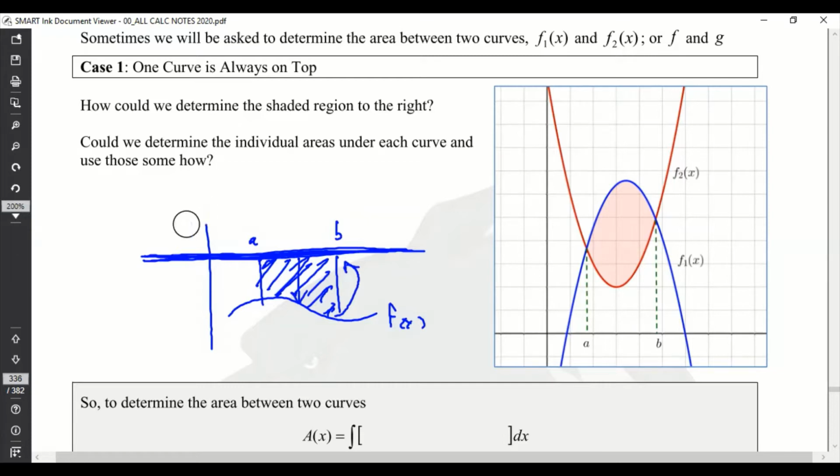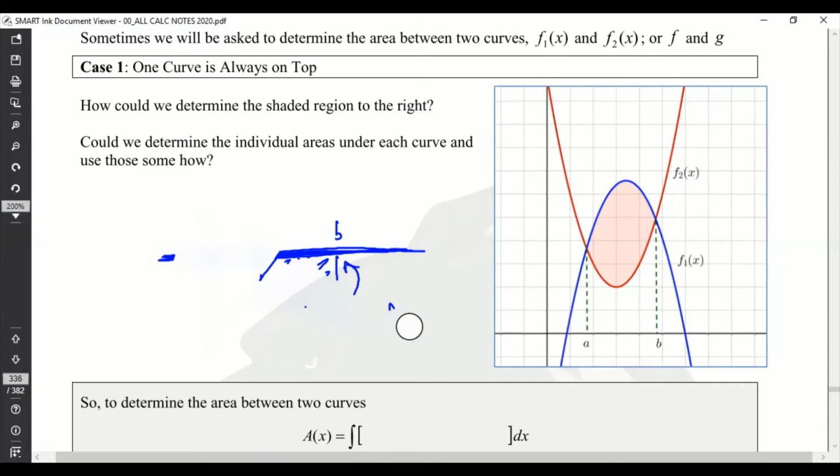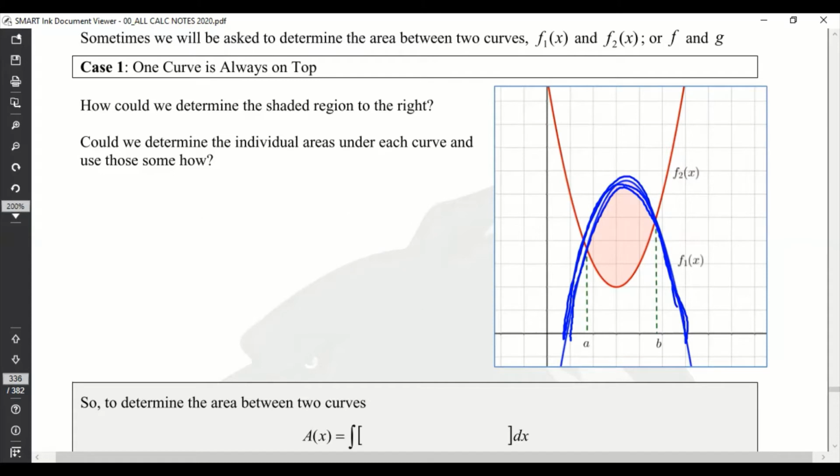At the end of the day, what all of this means is we have two curves. We have f of x and we have the line y equals 0. In this case, we have f1 of x, which is this parabola that opens down, and we have f2 of x, which is this parabola that opens up. If we want to find that area, we take the difference of those two, just like we would have taken the difference of f of x minus 0.